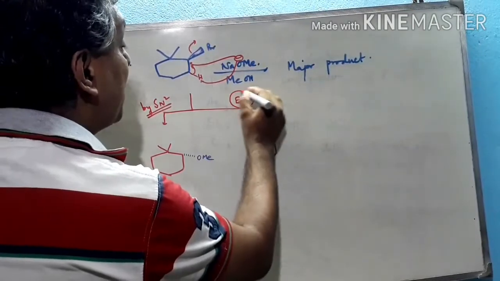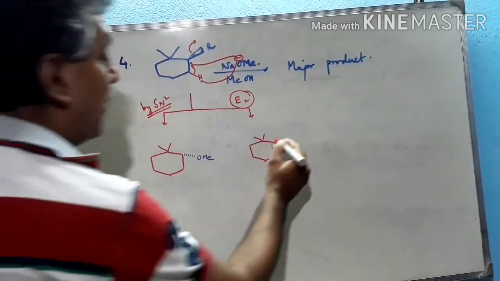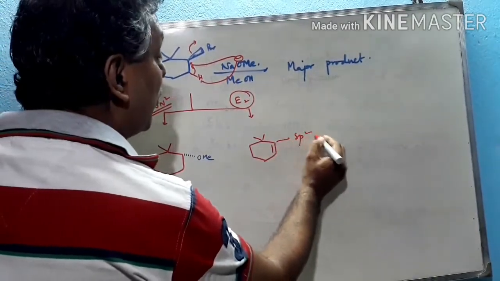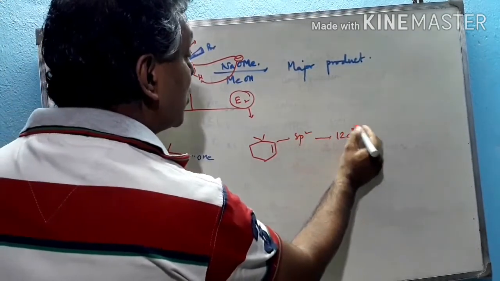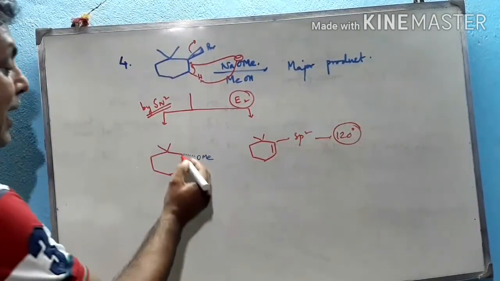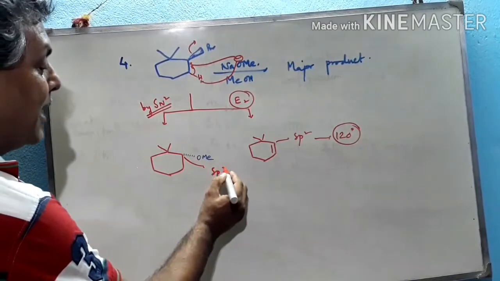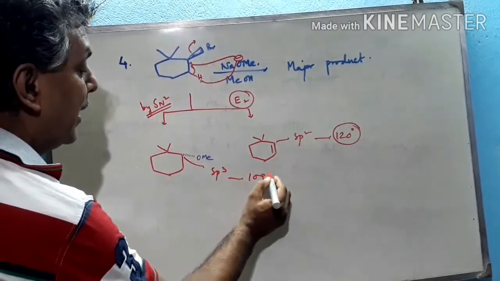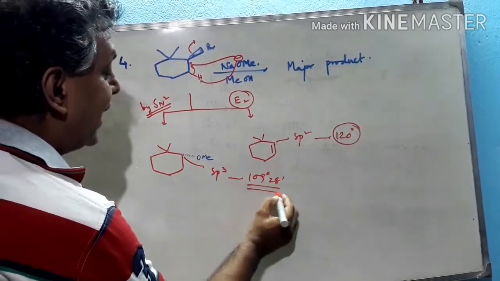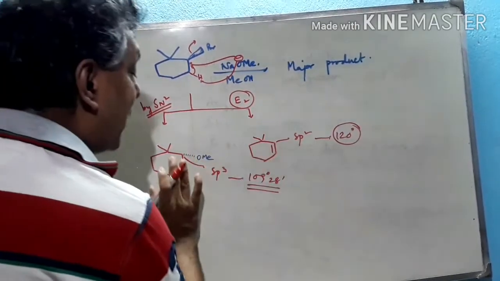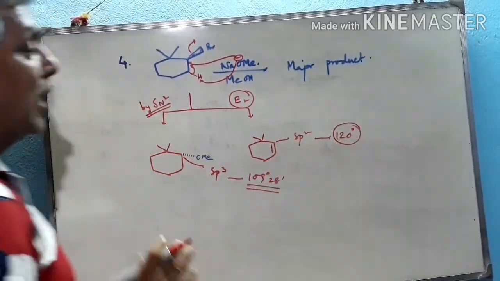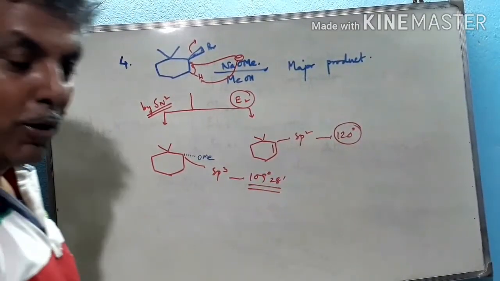E2. That means the elimination product will be the major product, because the final product contains an sp2 hybridized carbon atom, the bond angle of which is 120 degrees. But here the substitution product has an sp3 hybridized carbon atom, bond angle 109 degrees 28 minutes, more sterically hindered, and that's why it is somewhat less stable than this. So the elimination product will be the major product.